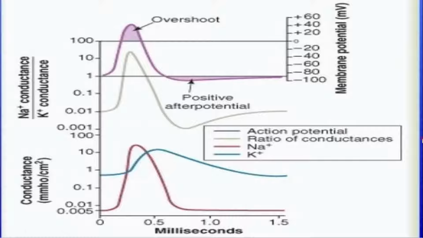When the sodium channels open, the potassium channels also open, but the potassium channels are slow to open, and the potassium conductance for the membrane remains for a longer interval. So you can see here, the blue one is potassium conductance. The sodium channels are first to open, fast to close. Potassium channels are slow to open and slow to close.